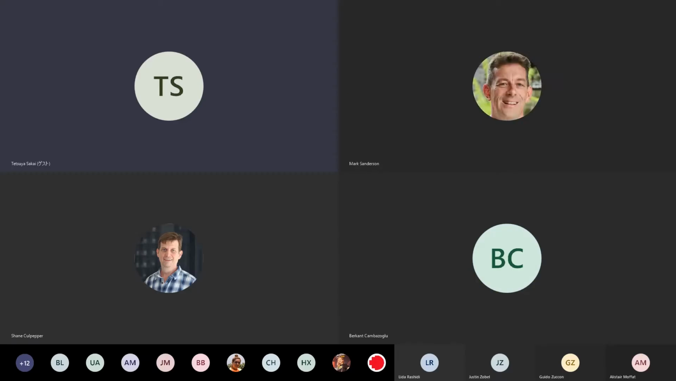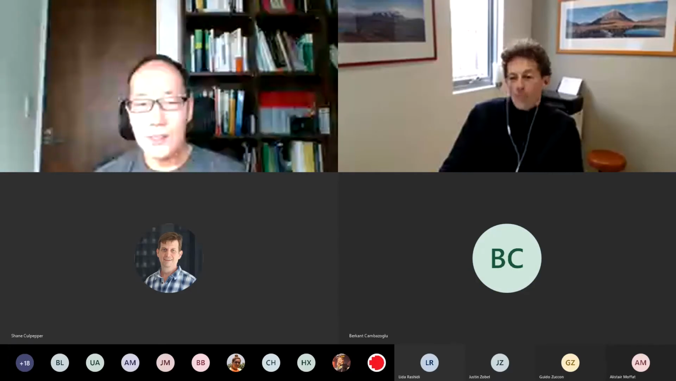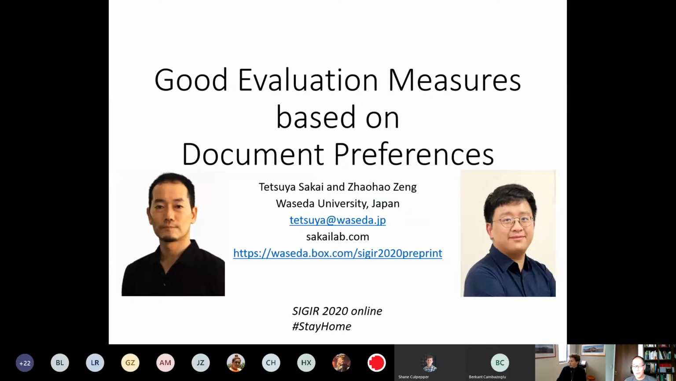On this topic, but basically nobody really uses document preferences in evaluation forums like CLEF, TREC, NTCIR, and I wanted to look at the possibility of using these measures for web search. So that's what I did.